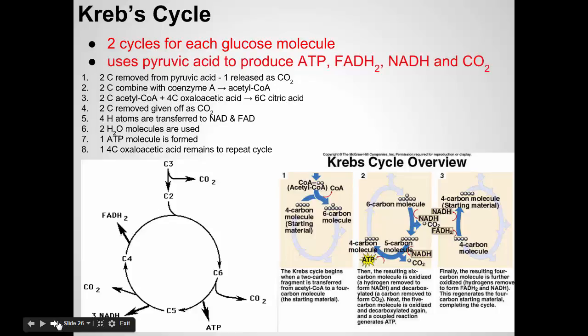It uses pyruvic acid and produces several things. It produces ATP, it produces carbon dioxide, and it produces some other molecules, FADH2 and NADH.